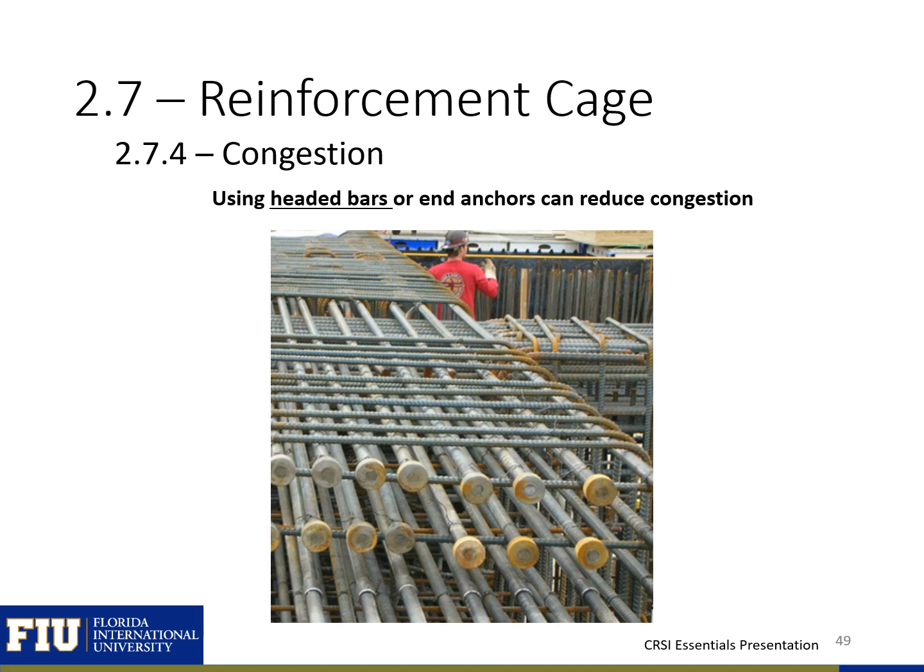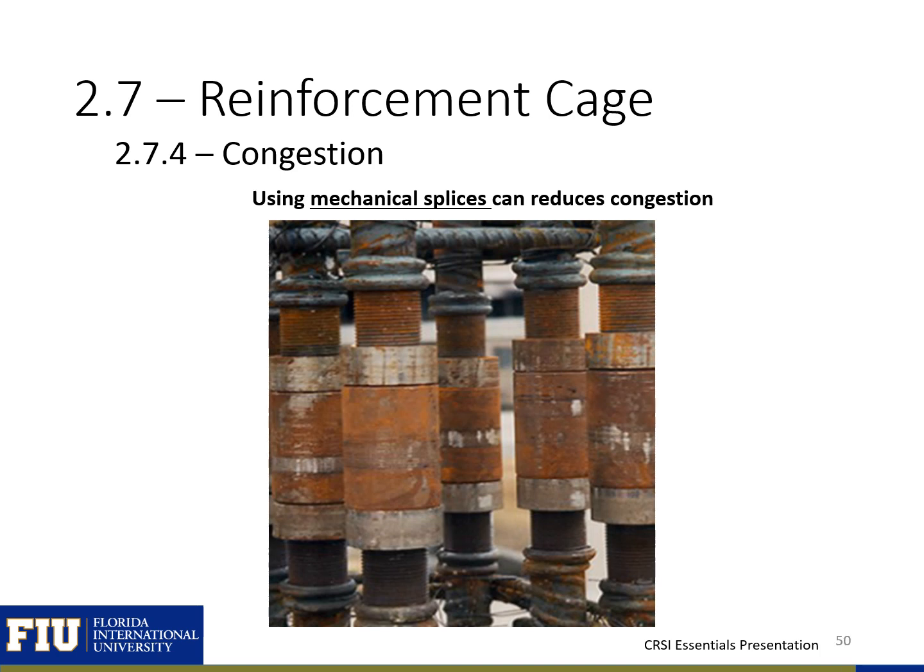Headed bars or end anchors can eliminate the need for standard hooks at the ends of bars and at the ends of members. And this can reduce the congestion at the ends of members and in joints between members. Mechanical splices can also be used to replace lap splices, which will help in eliminating congestion in joint regions.